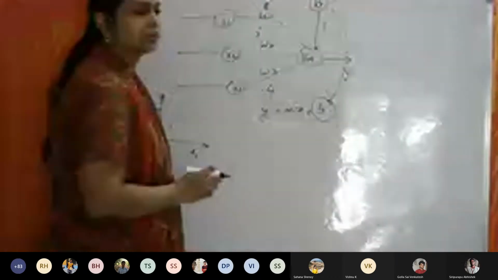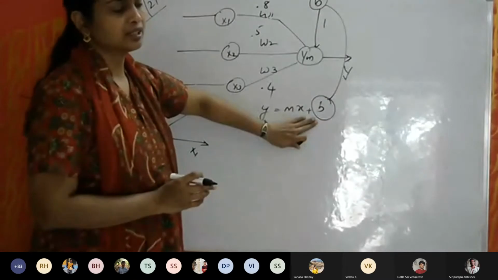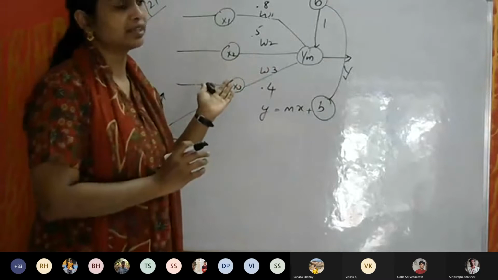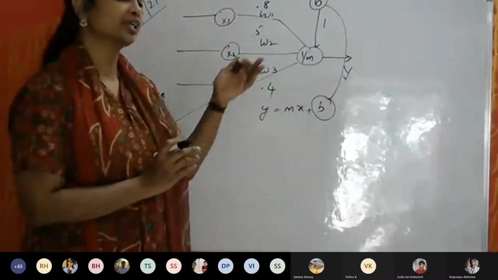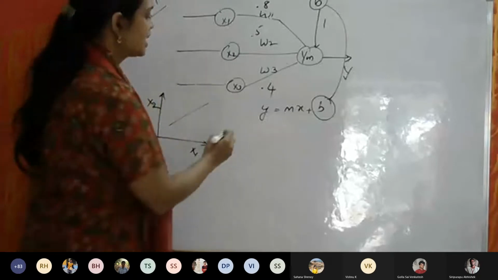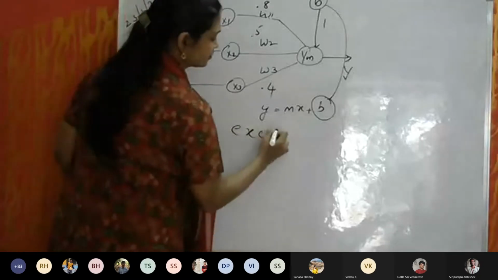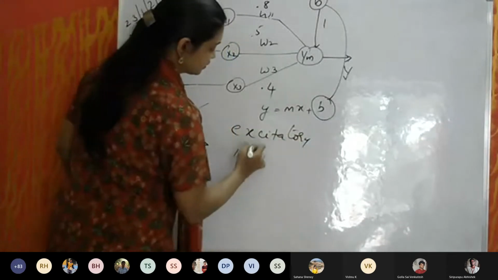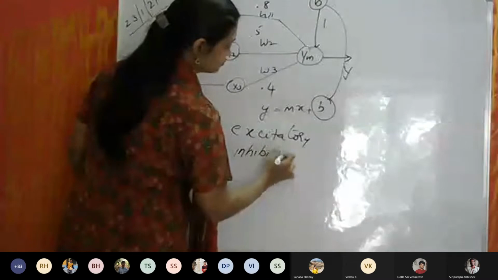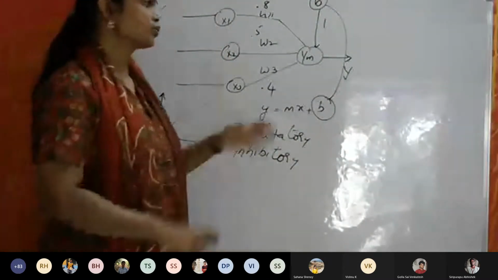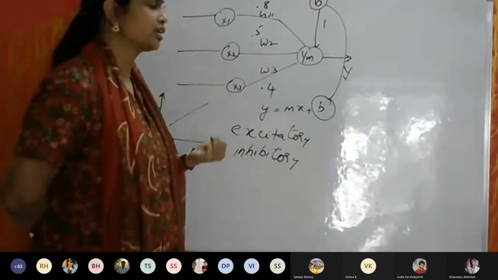So basically what happens is, this is considered to be like an energy booster, or it will either excite the output or it will inhibit the output. That means the neural network response, we call it as excitatory or inhibitory. Excitatory means you will get a positive response. Inhibitory means it will give a negative response.